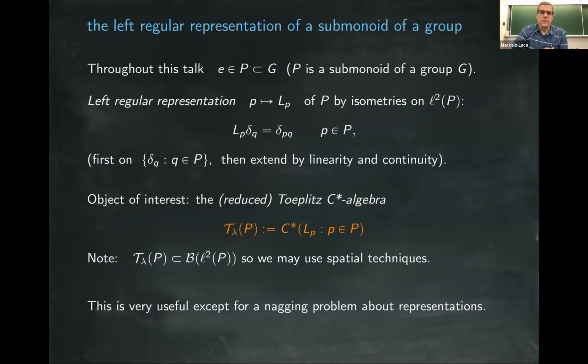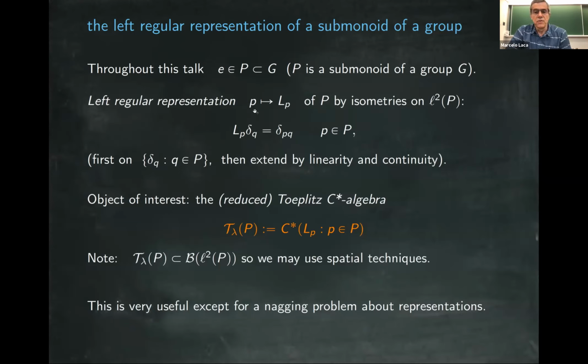Let me remind you what the left regular representation of a submonoid, here meaning a sub-semigroup of a group that has the identity in it, is. A submonoid is the same thing as a unital semigroup. So throughout, I will assume that P is a submonoid of a group. P is a semigroup, it embeds in a group, and it contains the identity of that group. It is not necessary for most of the things, but for some of the things I will be doing, it simplifies things that this group be present. So we will assume it throughout.